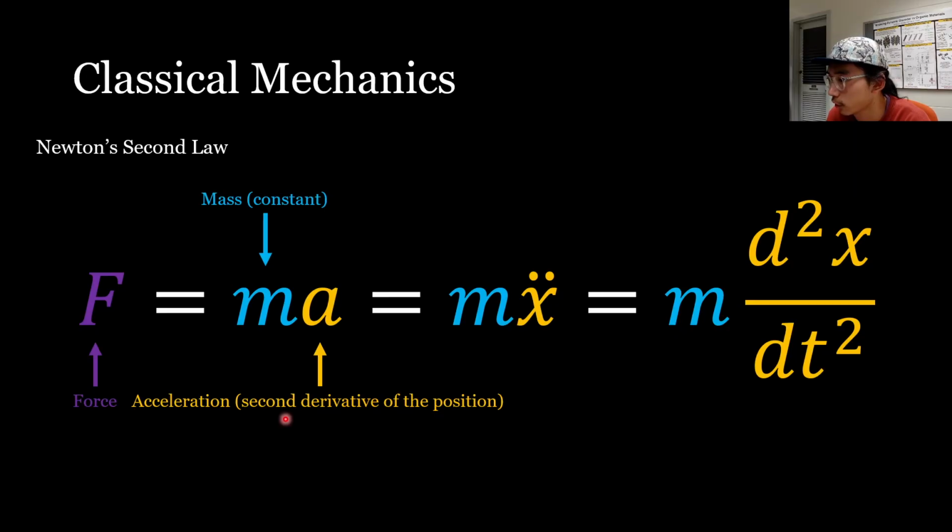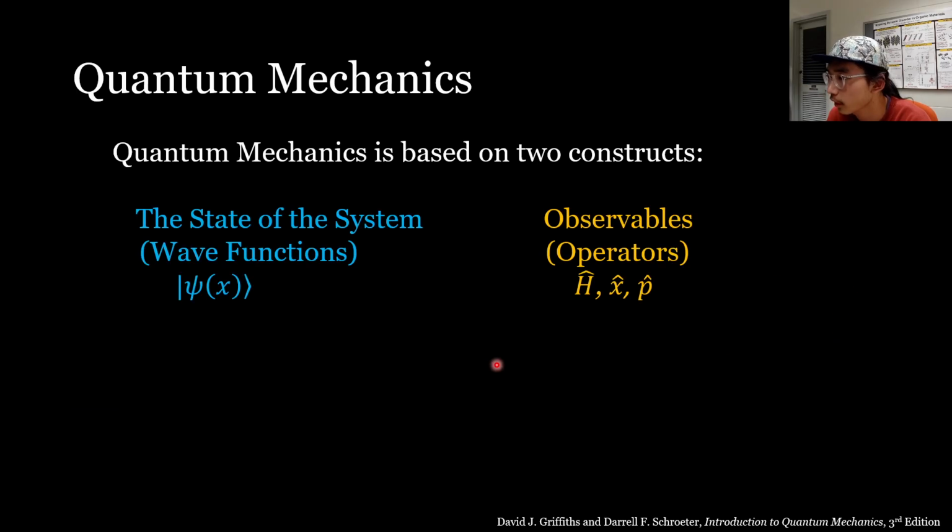If you're not sure what the second derivative of the position means for now, don't stress about it. And you can also write it this way, which is a fancy way to write the second derivative of the position. And this is the expanded version. And quantum mechanics, which is for when objects are getting too small, we can't really describe them with Newton's law of motion.